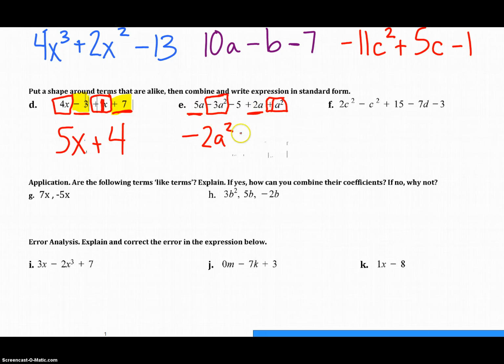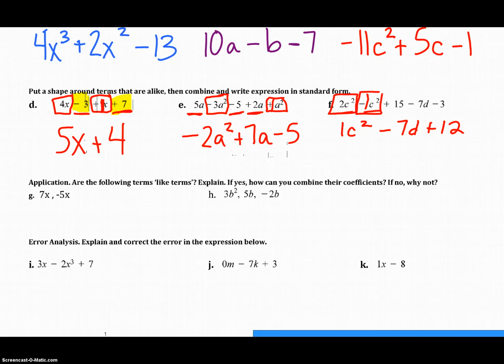5a plus 2a gets me a positive 7a. And last but not least, I have a negative 5 as my constant. So when you're done, written in standard form, the highest exponent comes first, followed by your letters alphabetically, and your constant at the end. Pause the video and see if you can do the next one by yourself. Be careful because there's more than one letter.